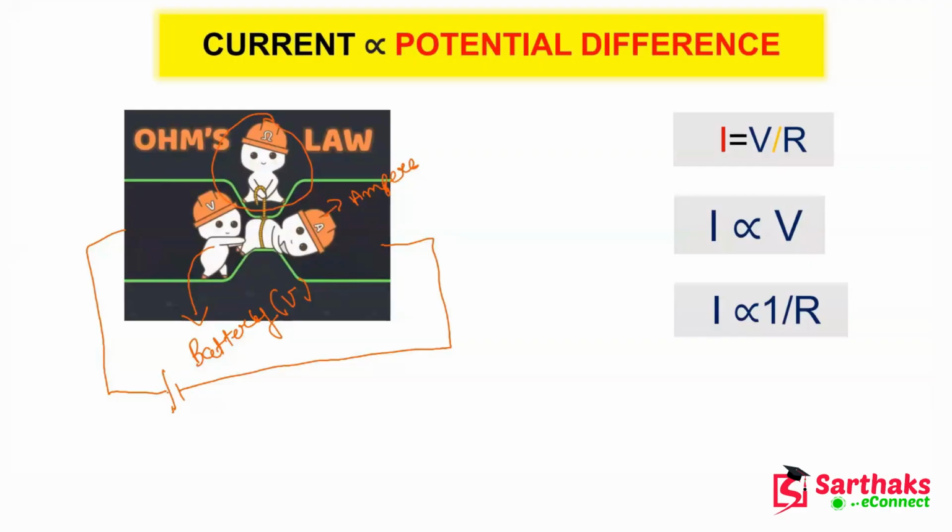You can see, if you tighten this rope, then it is difficult for the charges to move. So that's why you can say that potential helps current to flow in the circuit, but resistance resists current flow in the circuit. That's why it gets its name, resistance. I hope, guys, by this diagram you can easily understand the relation between current, voltage and resistance.